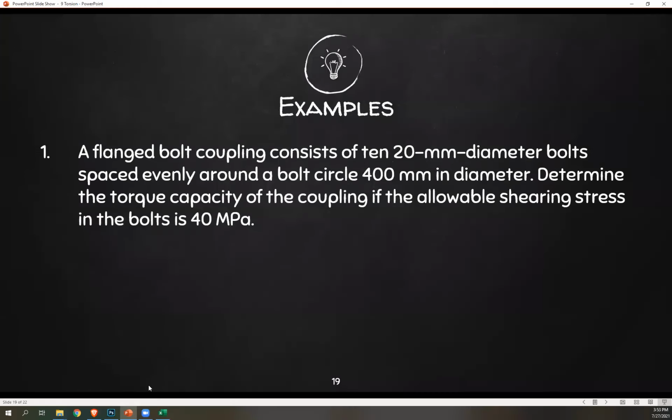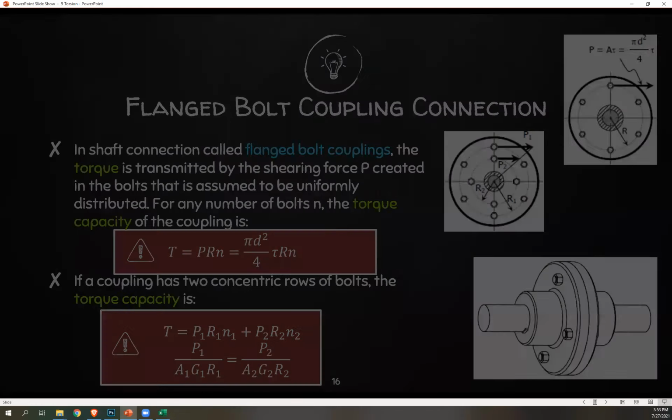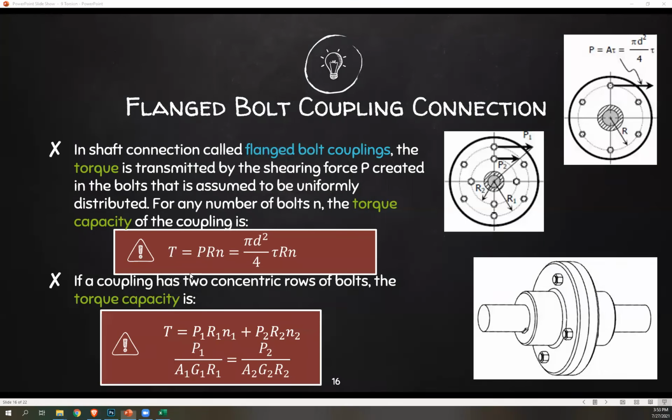What are we looking for again? We're looking for torque capacity, so we're looking for T. Let's look at our equations for T. We have two, either PRn or pi d squared over 4 shear stress Rn. Now we're going to use what variables are available. Okay, now look here.